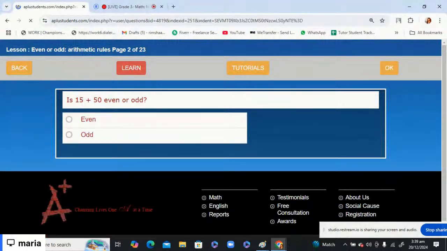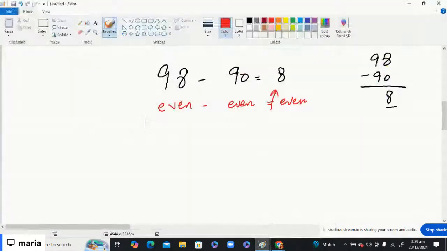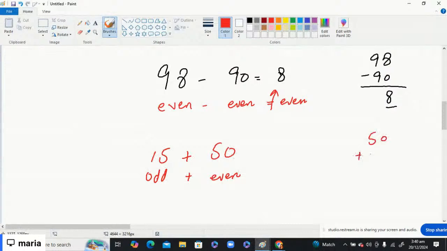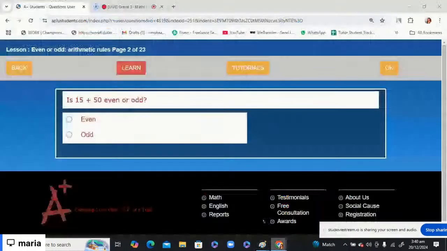15 plus 50. So here is 15 plus 50. 15 is odd. 50 is even. Add up. 50 plus 15. This is 5. 5 plus 1 is 6. This is 65. 65 is odd. Okay, so it's an odd number.